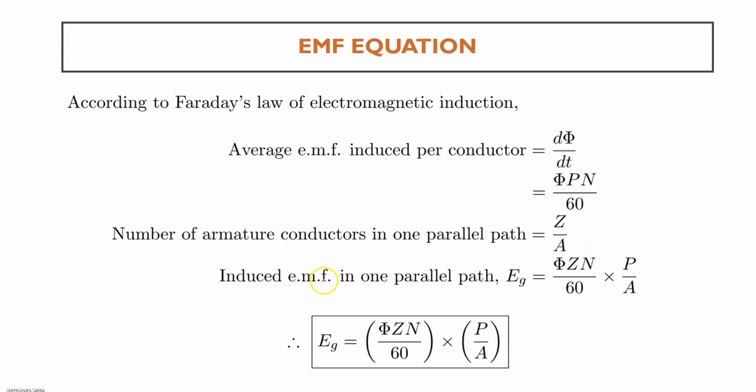So the induced EMF in one parallel path is, substituting these values, φZN/60 into P/A. This is the EMF equation, φZN/60 into P/A. This is a very important equation. We are expecting one problem from this equation. That is, Eg is equal to the induced EMF, equal to φZN/60 into P/A.